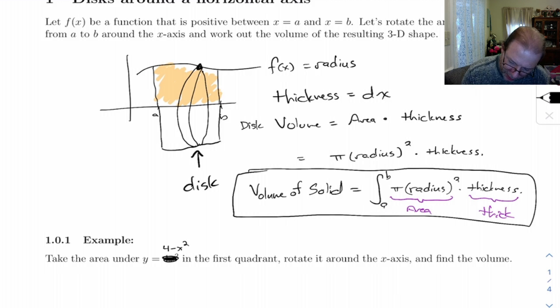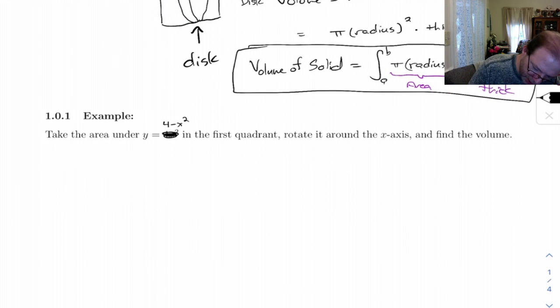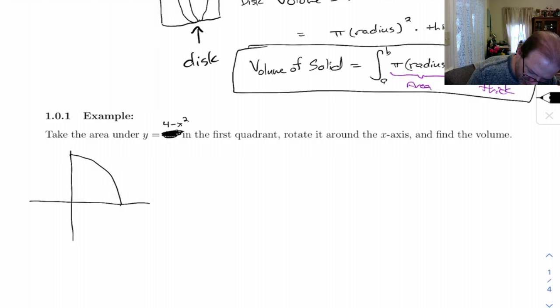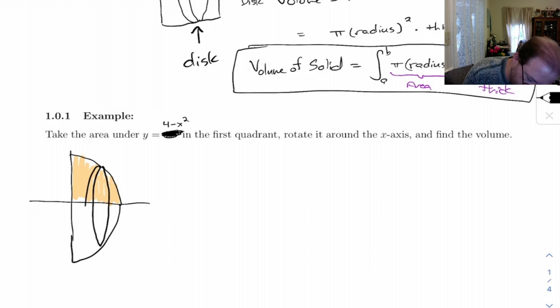So let's come down here and look at this example. There was a typo on here. This is supposed to be 4 minus x squared. So if we take this and draw it, here's 4 minus x squared. And the area that we're going to rotate around is this. So if I take that and rotate it around the x-axis, it comes down here. And now I need to draw in one of my disks. So you just pick any place in the middle and you draw your disk in. Like that. And I like to give it a little bit of thickness like this. So that's one disk.